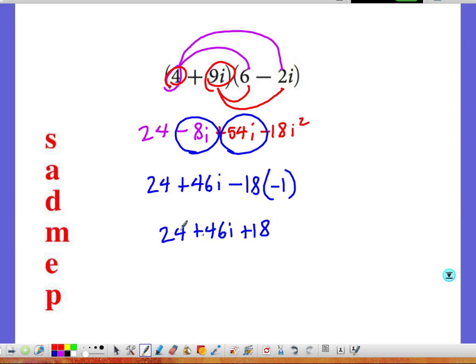And notice we can now combine 24 plus 18, and that's going to give me 42, plus 46i. Hope I'm doing the math correctly. Yep, I just wanted to be sure. So the final answer is 42 plus 46i. There you go.